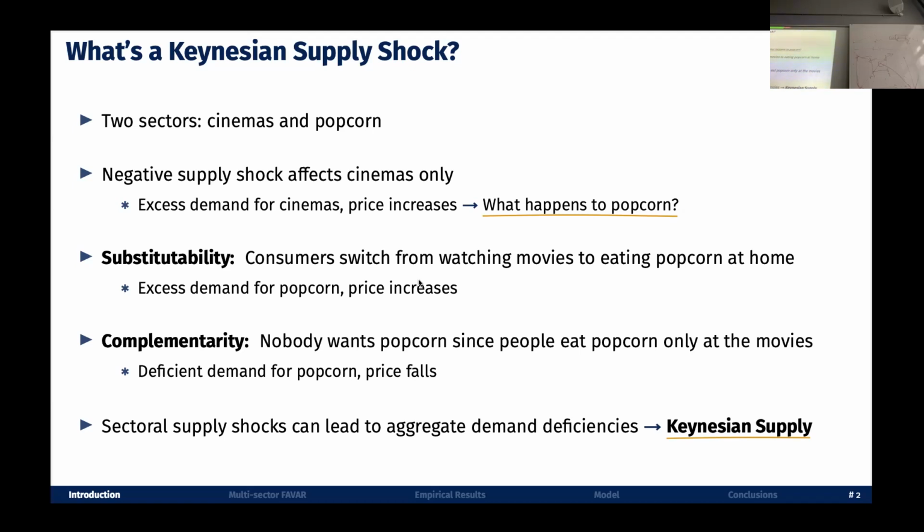And considering this departure, it's just a simple example showing you that if you have a multiple sector economy, you can actually have aggregate consequences as soon as you entertain the possibility that you have some complementarity between two goods. Now, don't focus too much on this example, it's just to give you an intuition for why complementarity matters.